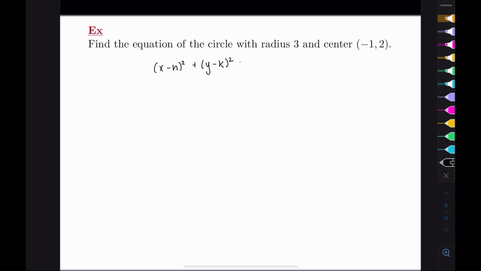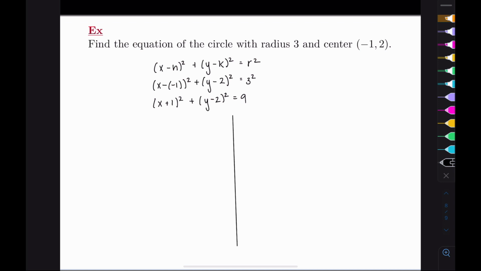In this case, for both x and y, we subtract the coordinate from the center. So here we take x and subtract the x coordinate of the center, and from y we subtract the y coordinate of the center. That equals our radius squared, which is 3 squared. Simplifying this, the equation of our circle is (x plus 1) squared plus (y minus 2) squared equals 9. Okay, and if you want to graph this, we definitely can.